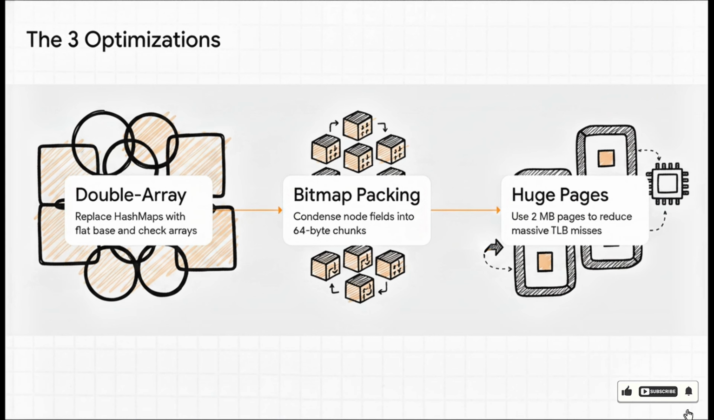Step 1, they implemented a double array trie. Step 2, they used bitmap and inline packing. And step 3, they optimized memory at the operating system level using huge pages. Let's break these down one by one because it's super cool to see exactly how they squeezed every last ounce of performance out of the CPU.